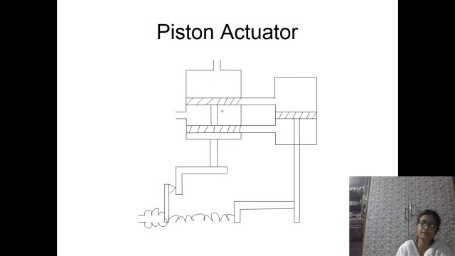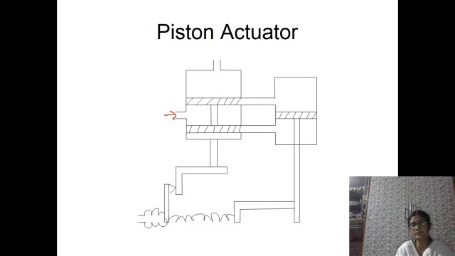This whole arrangement is a piston. That means when it moves upward, the whole element will move upward or downward. This is the inlet fluid flow, and this is the controller output. That means when the signal comes, if the pressure increases from the controller, what will happen?